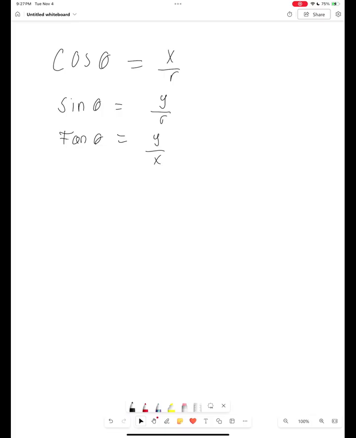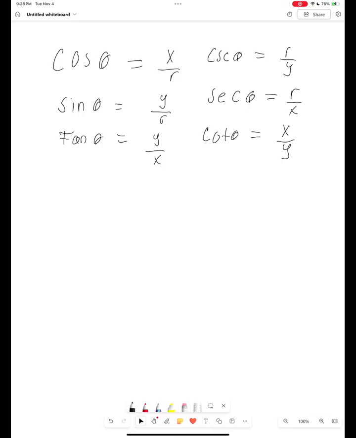And the rest, to get the other ones, you can flip. These are the only ones you really have to know. The other ones you can flip. Cosecant of theta equals r divided by y. Secant of theta equals r divided by x. Cotangent of theta equals x divided by y.